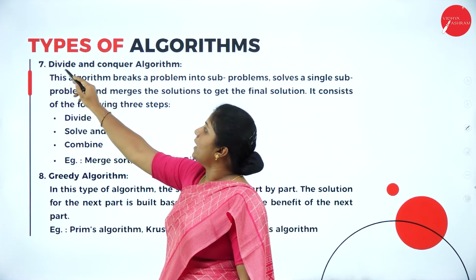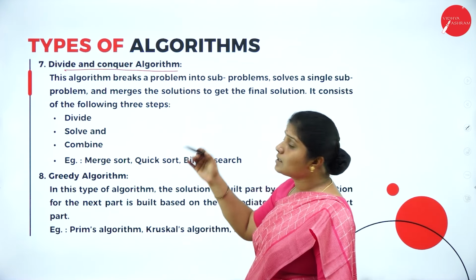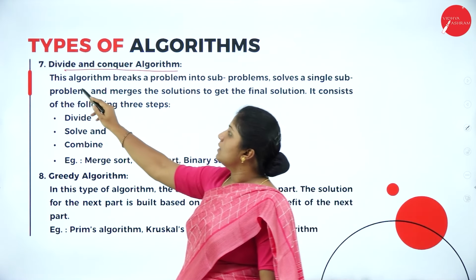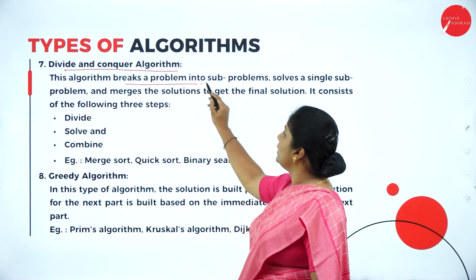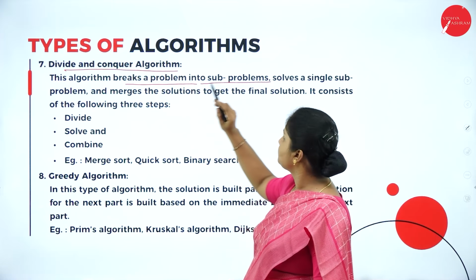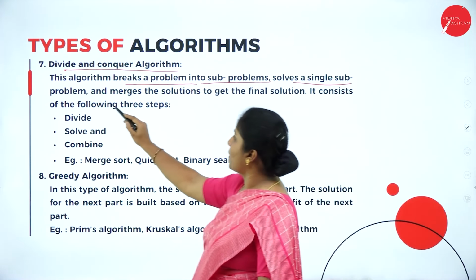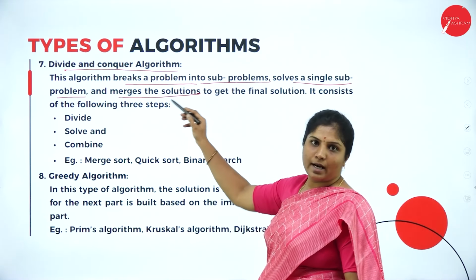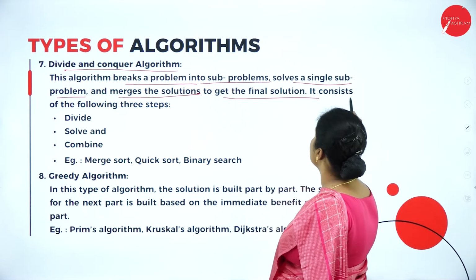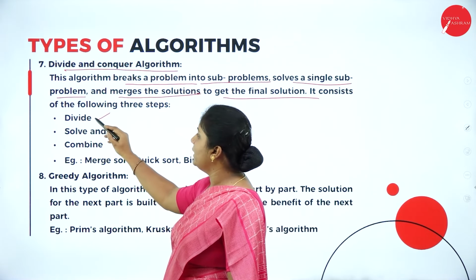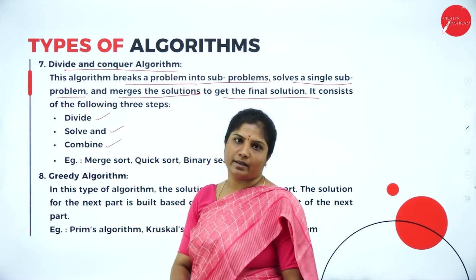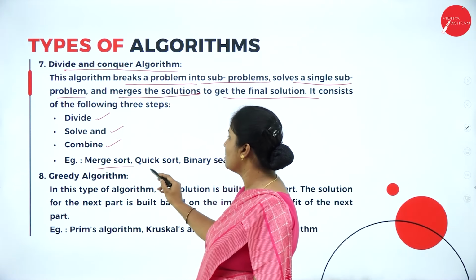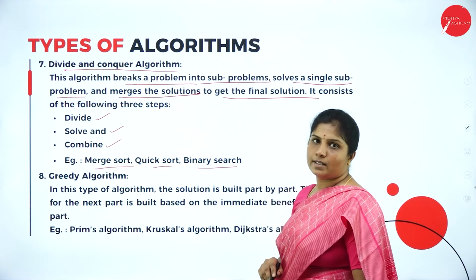Next we have the divide and conquer algorithm. The name itself is telling. This algorithm breaks the problem into sub-problems. Divide, solve a single sub-problem, conquer, and merge the solution. To get the final solution, it consists of divide, solve, and combine. Examples are merge sort, quick sort, and binary search.